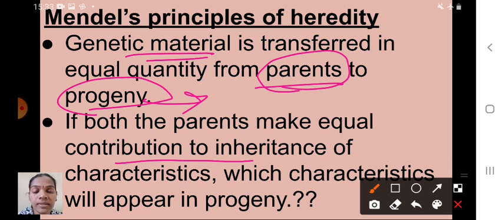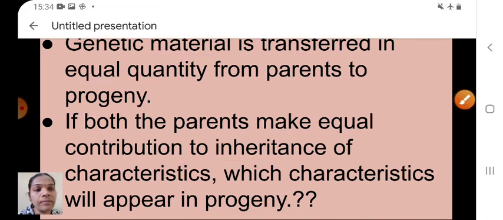So that, yes, see here children, both parents are involved, so an equal amount of characteristics will come from the parents, isn't it? So which characteristics will appear in the next generation? So one question is there. So Mendel did that experiment through this.